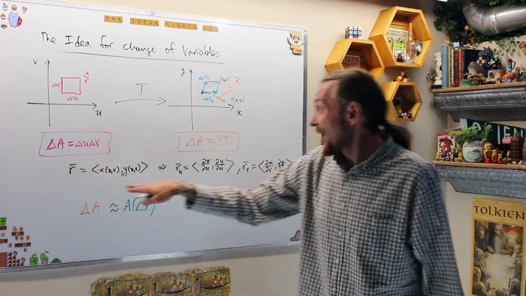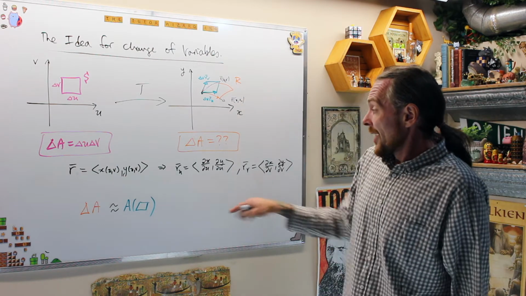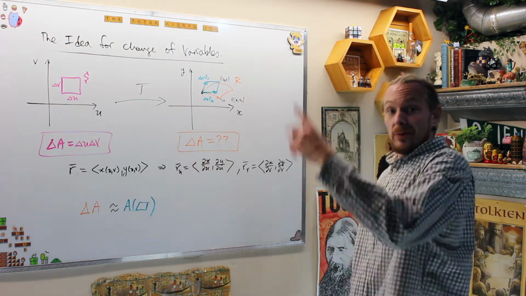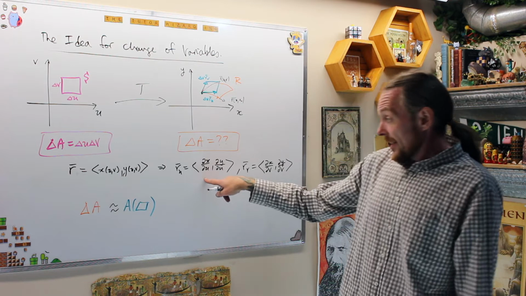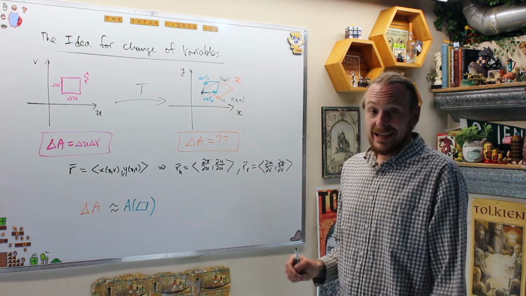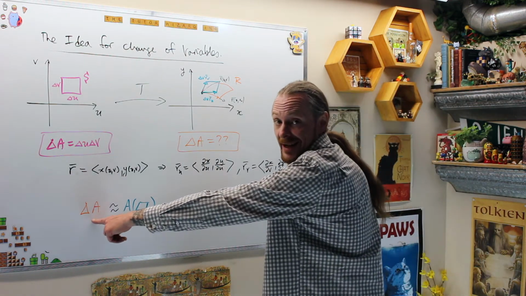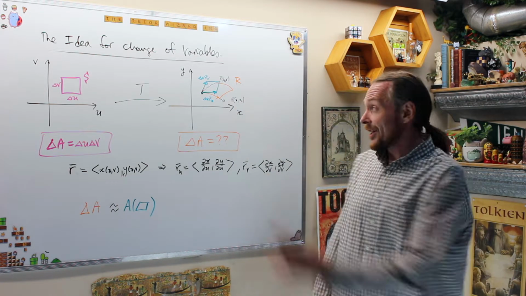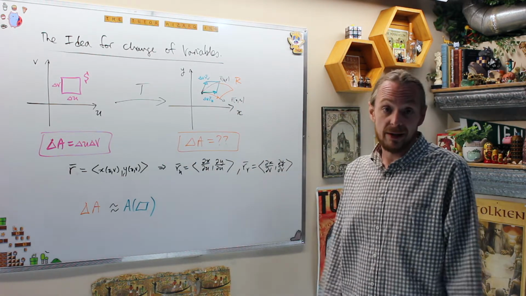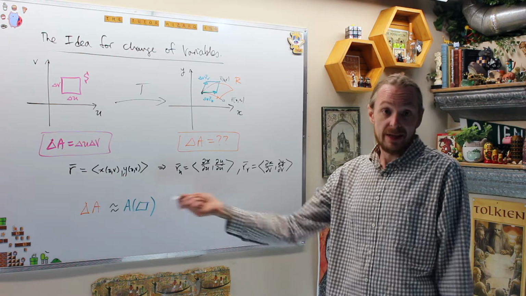Basically, what we're asking is, if this is our R function, then the rates of change in the U direction and the V direction are going to be these guys. And then we're going to try and approximate the area of the actual region with the tangent plane parallelograms. Let's find a formula again for those tangent plane parallelograms.